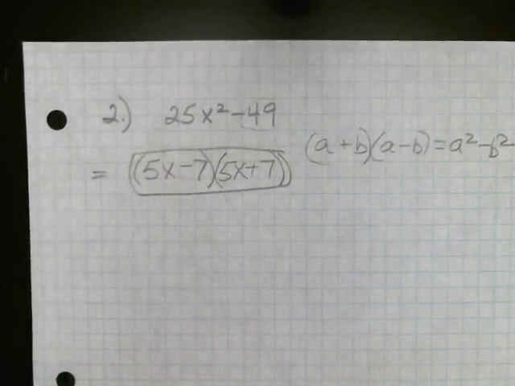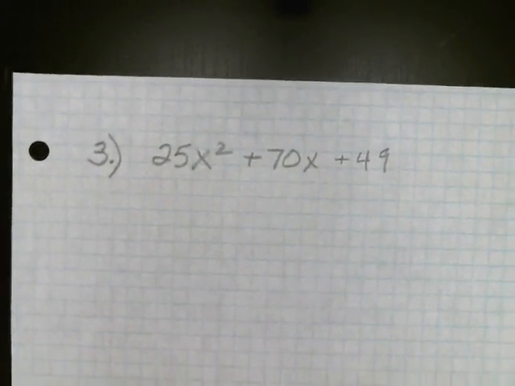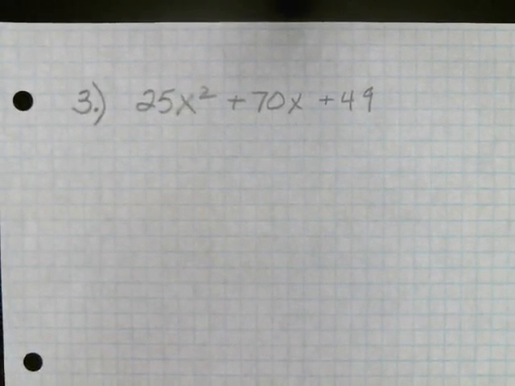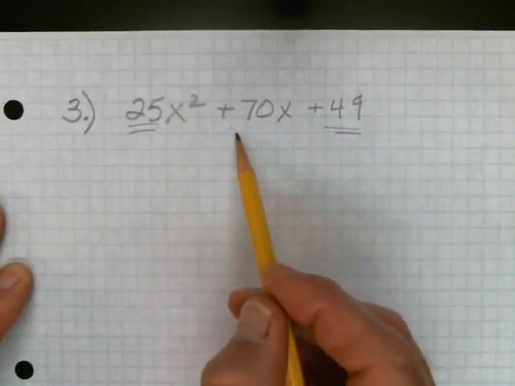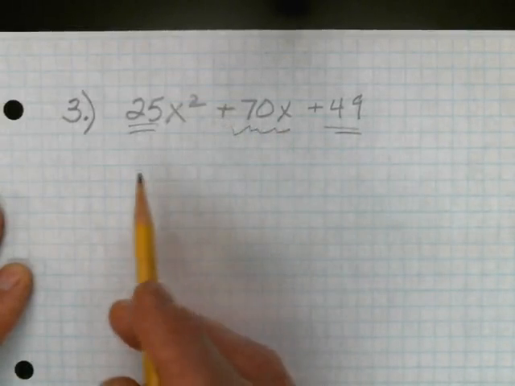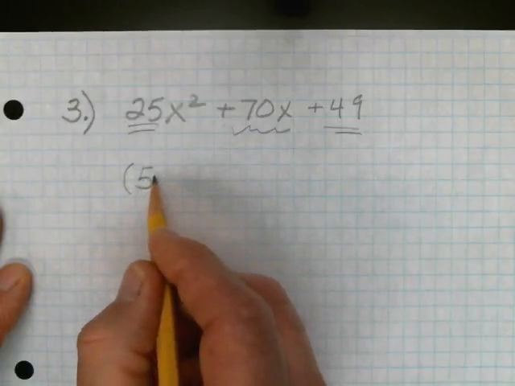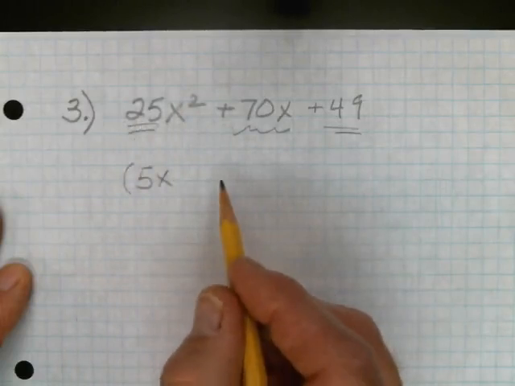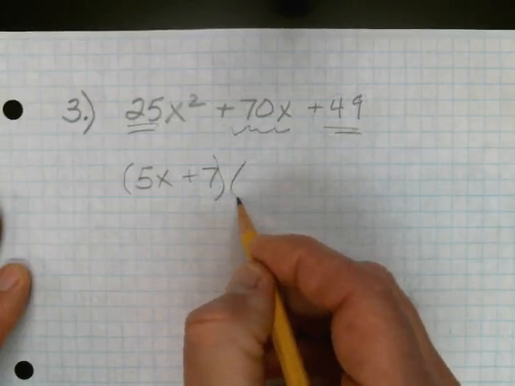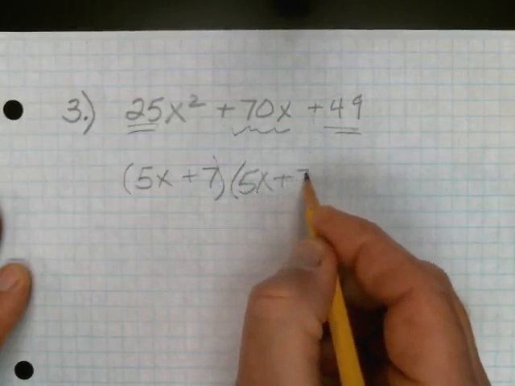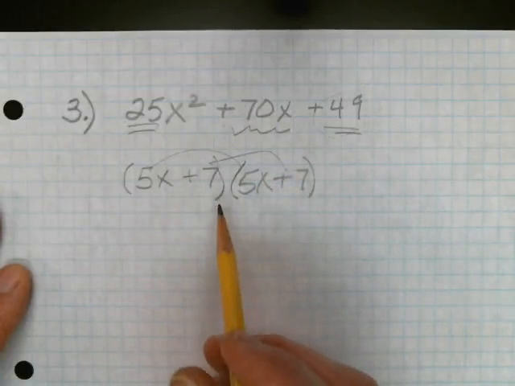My next one is a similar problem, and I have perfect squares, but it has a middle term now and it's positive. So I'm going to see if it is 5x, the square root of this, plus 7, the square root of this, squared. I'm going to write it out here so I can FOIL it and see. I know these ends are going to be right, so it's mainly just checking this middle term here.